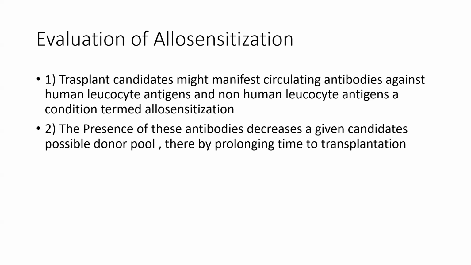Now, next we are thinking about rejection. So we will see how to evaluate for allosensitization, how to deal with hyperacute and late rejection, and what is antibody-mediated rejection. So first is allosensitization. A transplant candidate might manifest circulating antibodies against the human leukocyte antigen and non-human leukocyte antigen, where this condition is termed allosensitization. The presence of these antibodies decreases the given candidate's possible donor pool, thereby prolonging time to transplantation.